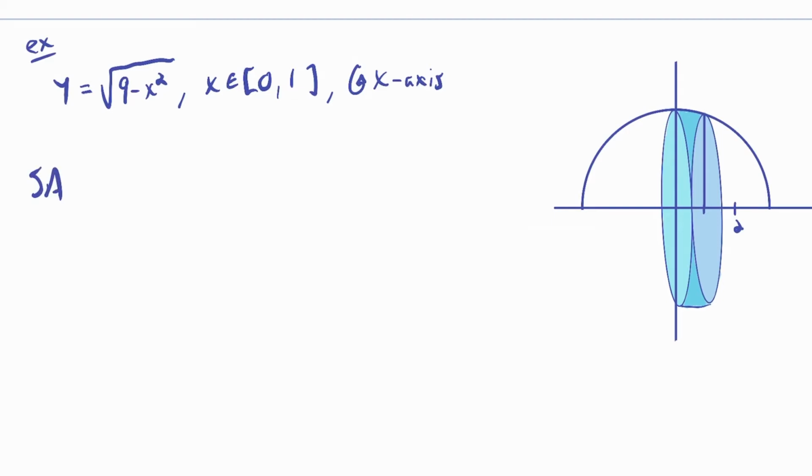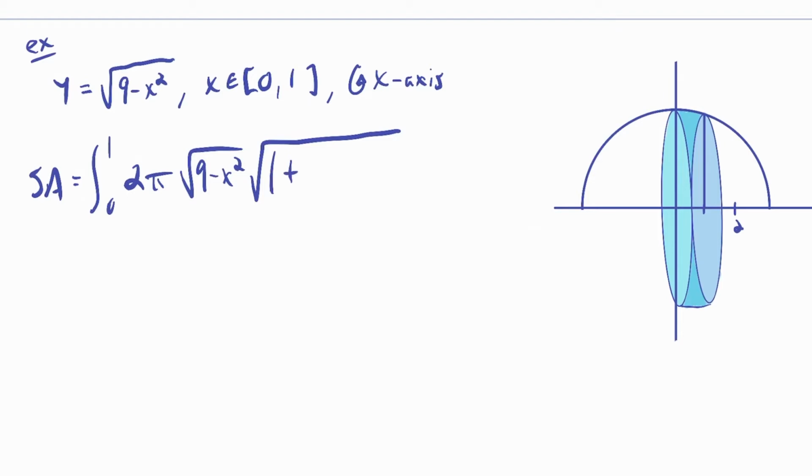So the surface area will be the integral from 0 to 1 of 2 pi times the square root of 9 minus x squared times the square root of 1 plus x squared over 9 minus x squared. That's the result of a little bit of finding the dy dx and squaring it. So I'm reusing that from the previous example.